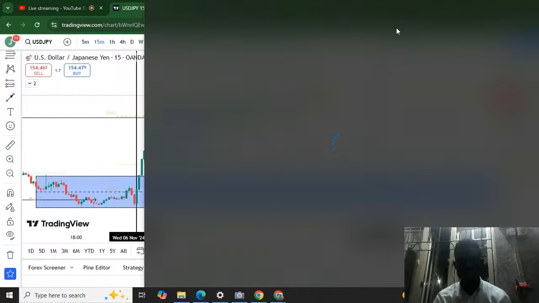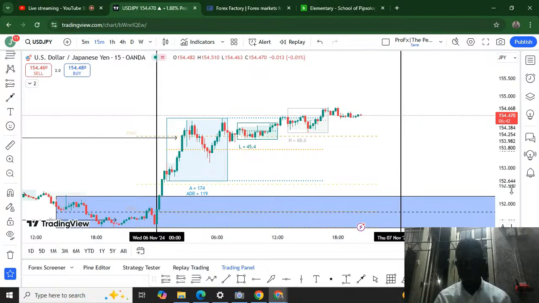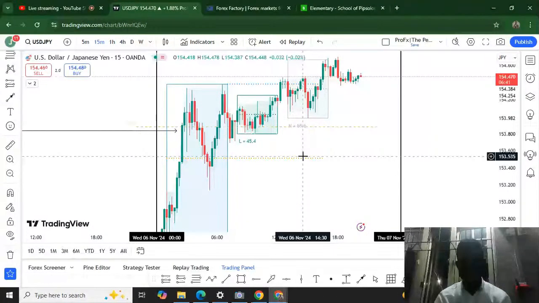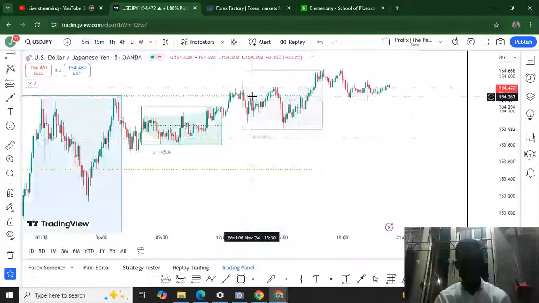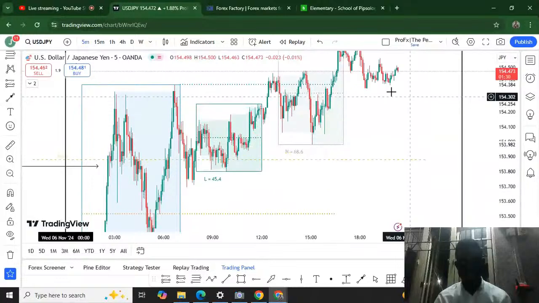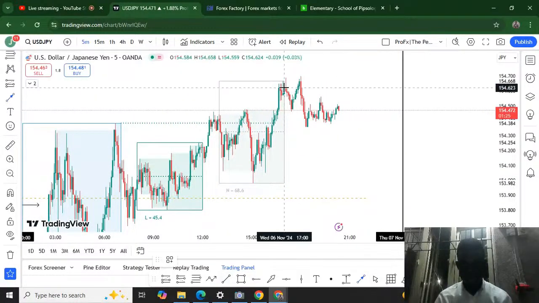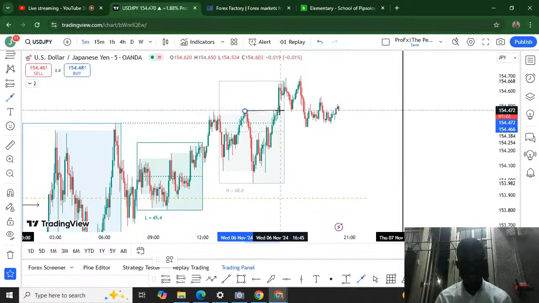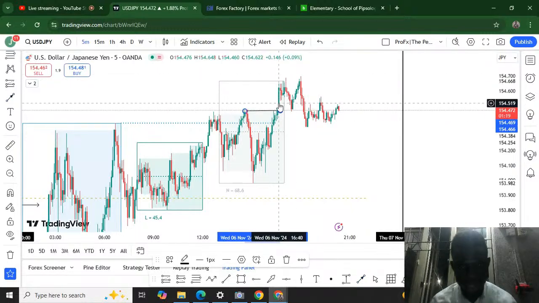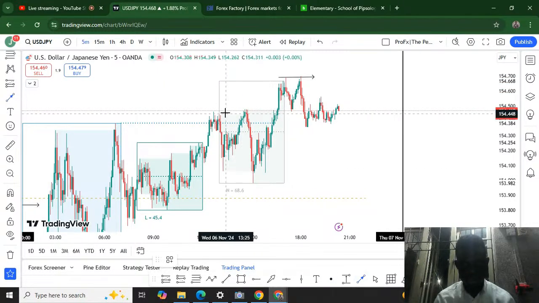So for us to say sell, we need a change of trend. This is 5 minutes. Mark the structure we are having, break of structure. This is the highest, right? So this is the break of structure.